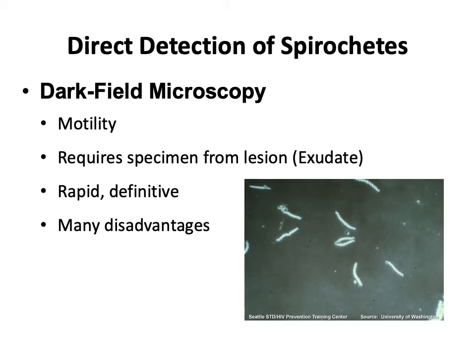And number four, the sensitivity of dark field microscopy decreases as the lesion heals. The possibility of false negatives increases with the use of topical substances such as soap and water, antibiotic ointments, and others.